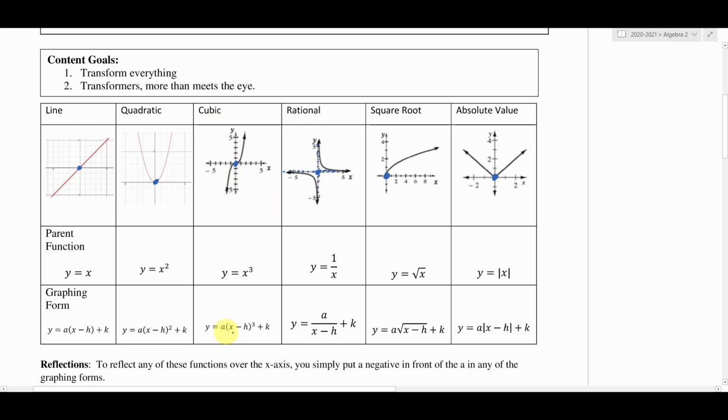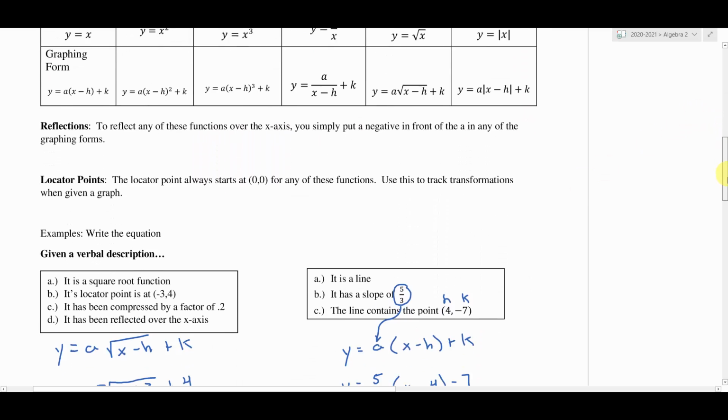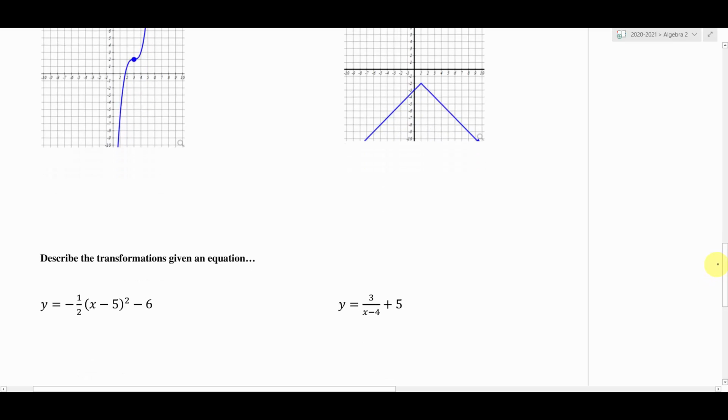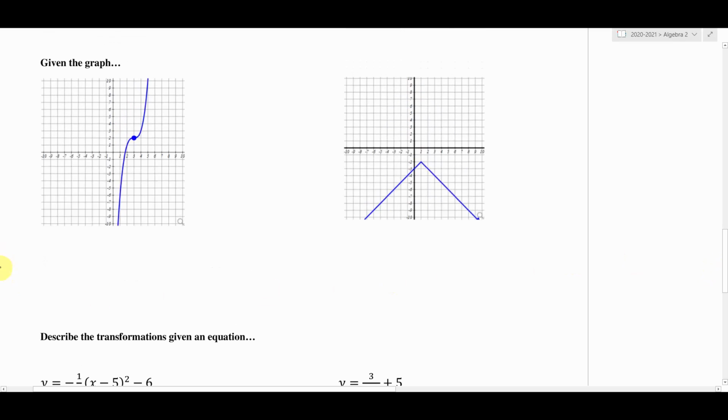And I'm looking at my graphing form down here for a cubic, so now I have the blueprint for my equation. So I'm going to come down here and write out my blueprint, and then I can start looking for my a, h, and k values. I'm going to say y equals a parentheses x minus h cubed plus k. All right, so this is what my equation is going to look like.